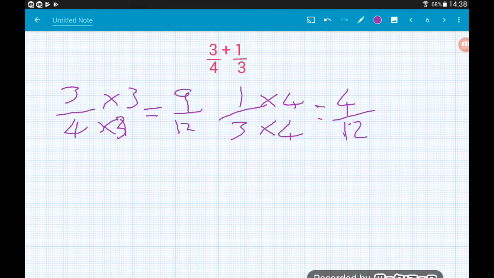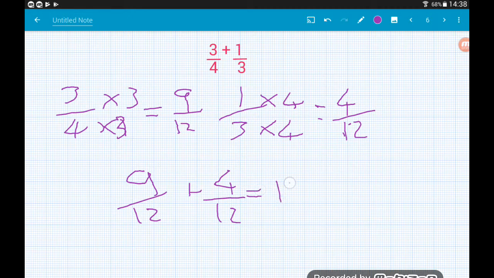So now 3/4 add 1/3 has become 9/12 add 4/12, which is actually going to give us 13/12, which we can actually write as a mixed number as 1 and 1/12. So that's how we add fractions, guys. Let's take a peek at subtraction.